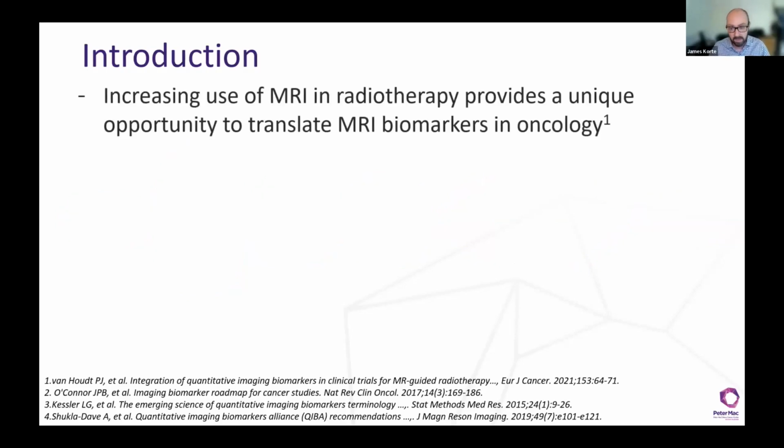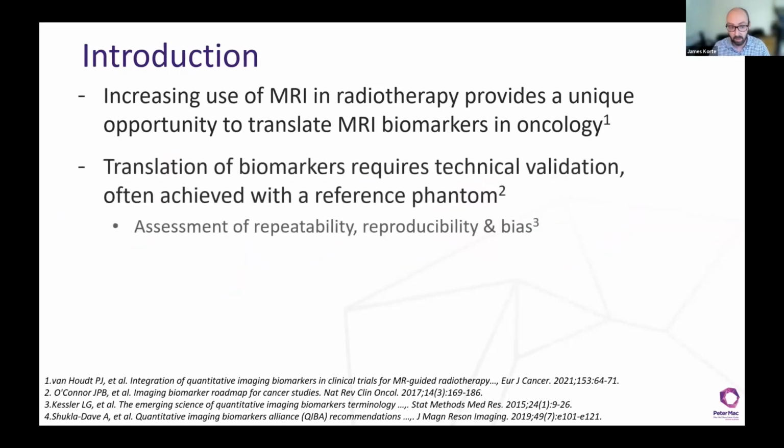So from my perspective, working in a cancer hospital, and in particular a radiotherapy department, there's an increasing use of MRI in radiotherapy, and that's due to some technological changes. And this really provides us an opportunity to translate some of the MRI biomarkers in the oncology space as we have more imaging data than we previously have.